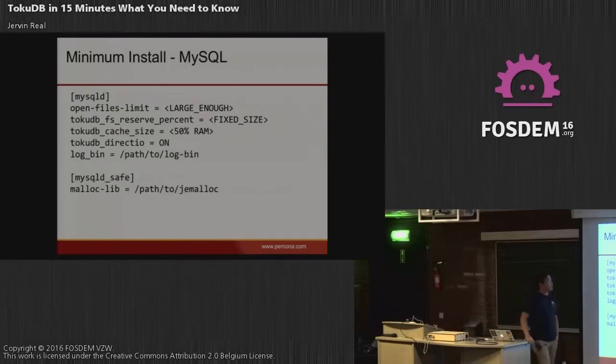For the minimum MySQL configuration, as I mentioned, it's open files limit, number one. Then tokudb_fs_reserve_percent. This is because by default, it uses 5% of your file system. And if you have like 2 terabytes, that means 100 gig. If you have 10 terabytes, then that's probably 500 gig, right?